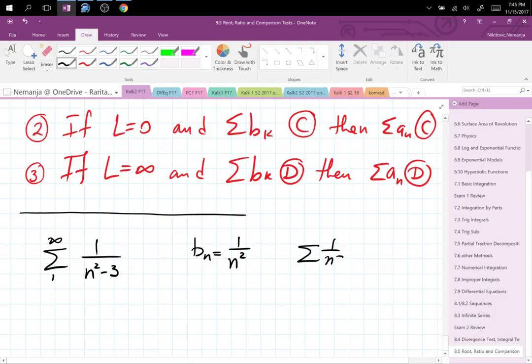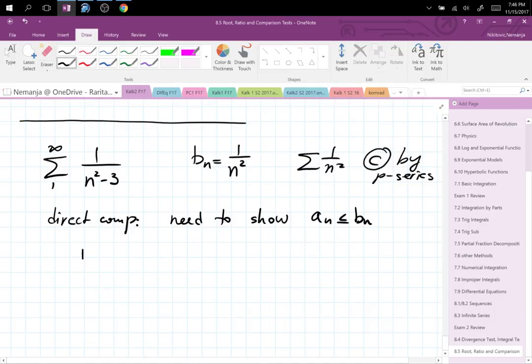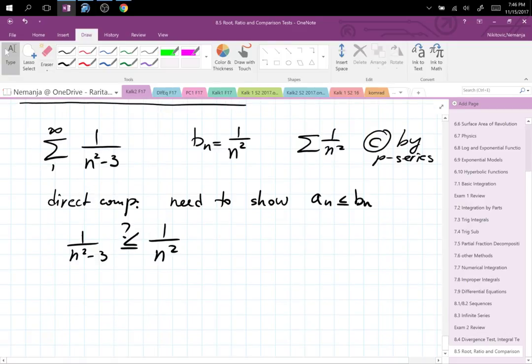Summation of 1 over n squared converges by p series. You can also do the integral test if you like, pain. And now we are expecting this to converge. Now I'm going to try direct comparison, because I can, right? I need to show that an is smaller than bn for all n. So an is 1 over n squared minus 3, and I need to show that's smaller than 1 over n squared. Now look what happens when you cross multiply.